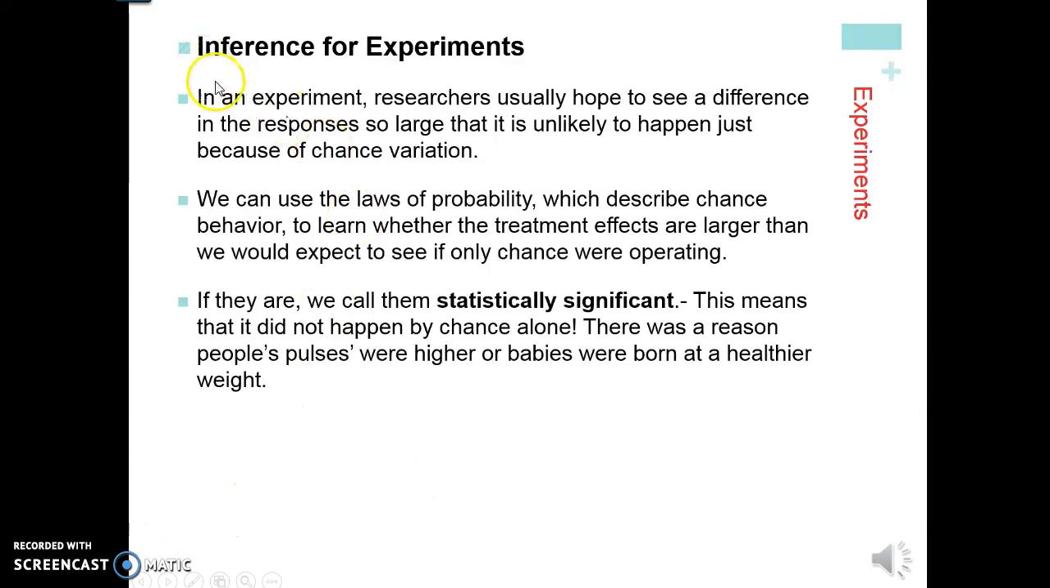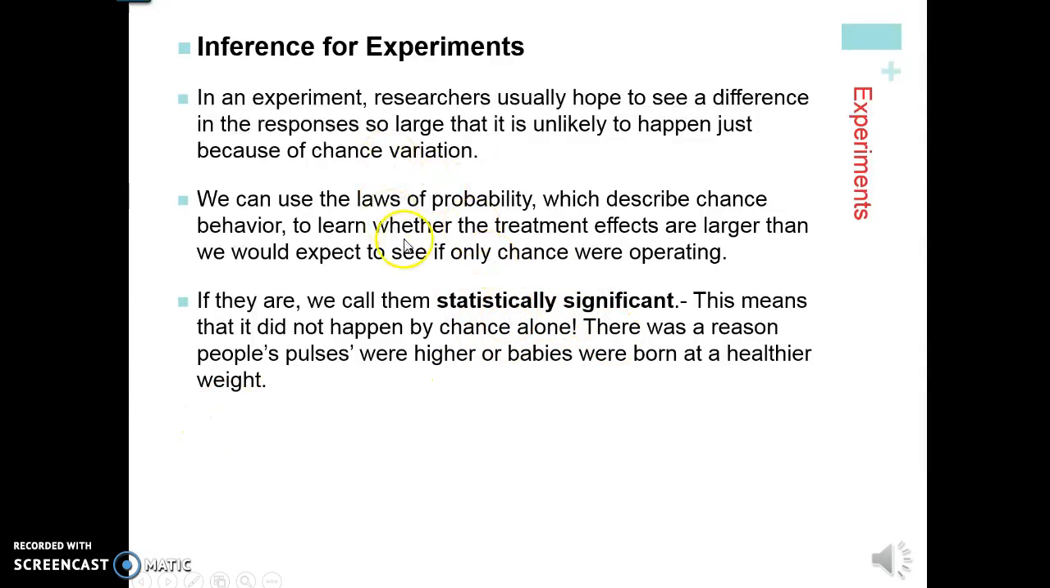All right, so in an experiment, the goal of an experiment is for researchers to see a difference in the response so large that it's unlikely to happen just by chance alone. So we're going to talk about the term statistically significant. So what exactly does that mean? That means that we conduct an experiment, and the treatment or the response did not happen by chance alone. There was actually a reason that people's pulses were higher or babies were born at a healthier weight.